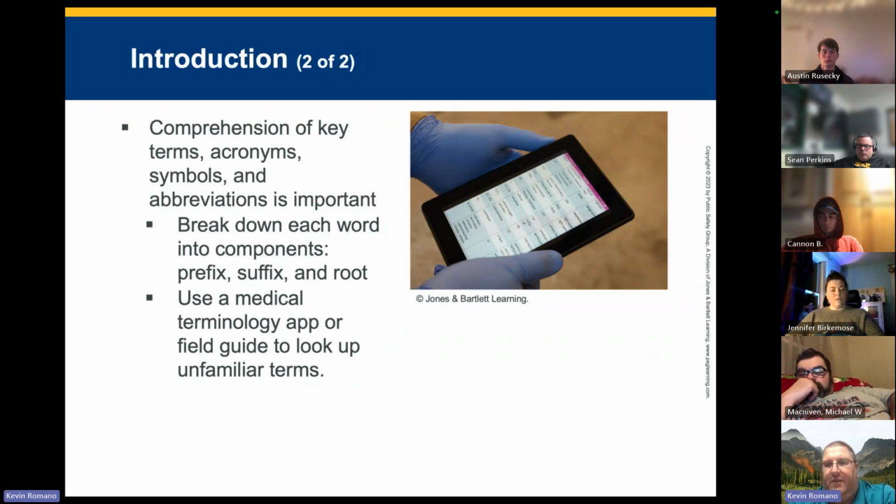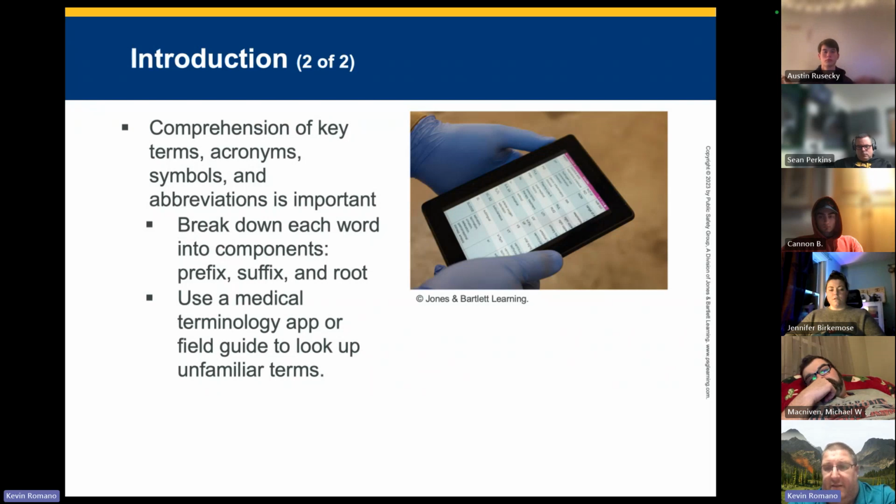So your comprehension of key terms or acronyms, symbols, abbreviations is important for effective communication and documentation, right? So understanding medical terminology requires you to break down each word into separate components, prefix, suffix, root words, and also have the good working knowledge of those parts.